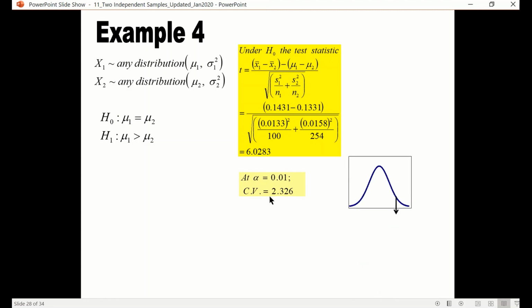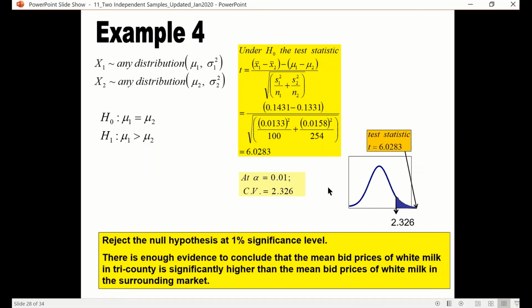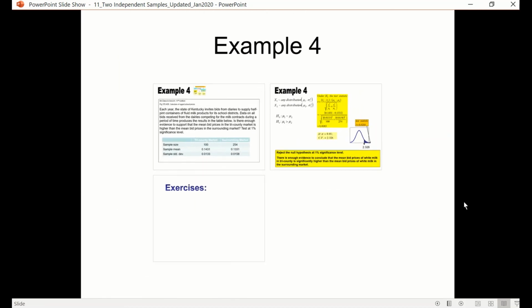So this is a test on the right side, and the area here is 0.01, so the critical value is 2.326, and you will find that the test statistic is inside the critical region. Therefore, we can reject the null hypothesis at the 1% significance level. Conclusion: there is enough evidence to conclude that the mean bid price of white milk in tri-county is significantly higher than the mean bid price of white milk in the surrounding market.